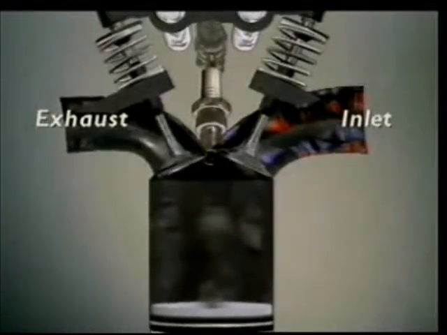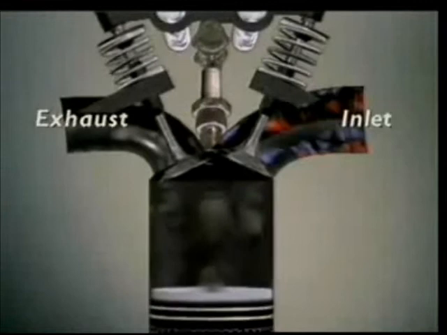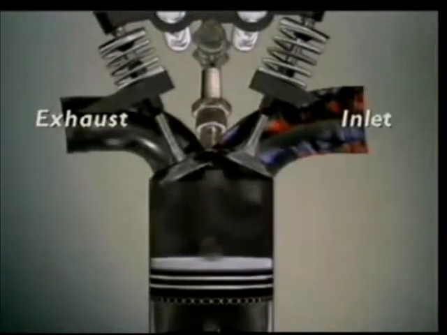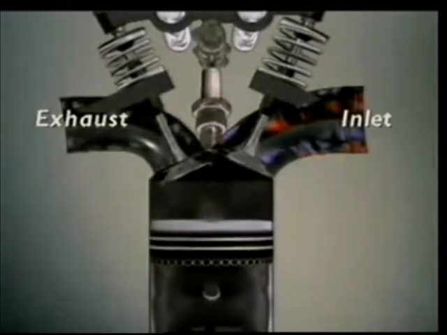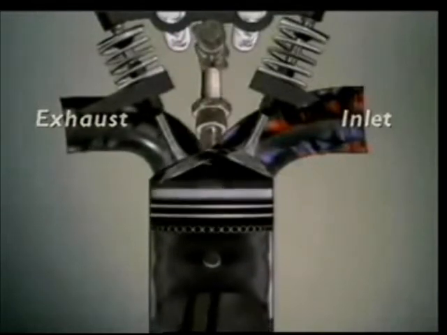Then, after the piston reaches bottom dead center, it starts going to the top dead center again. This is when the exhaust valve opens and all the residue goes out.